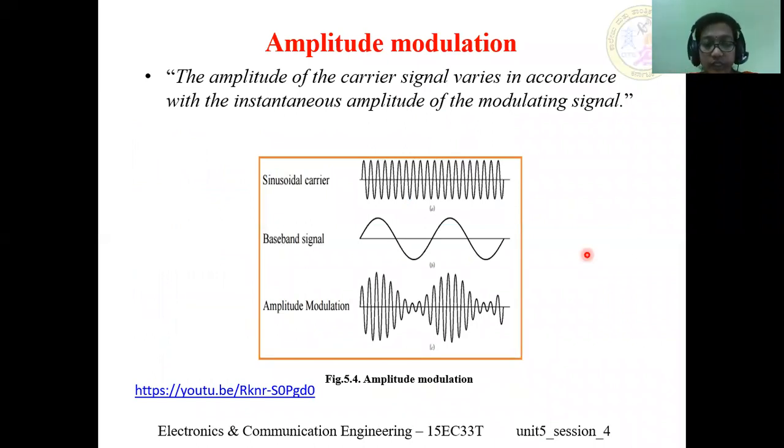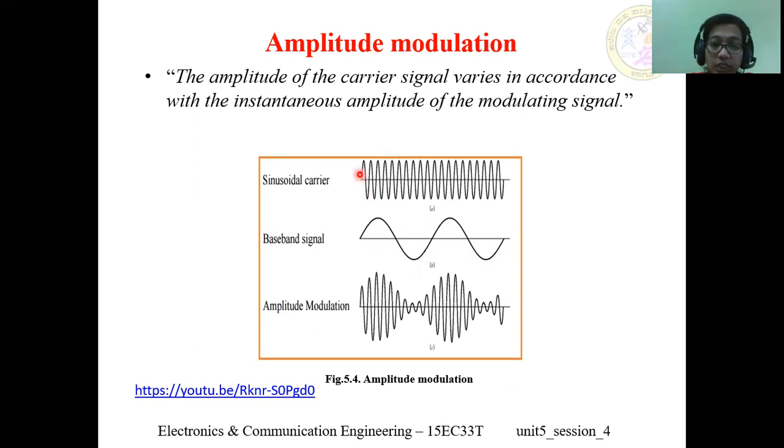Amplitude modulation. In the previous session, we discussed that modulation means varying the characteristics of the carrier. The carrier is a high frequency signal, as we explained in the previous class. It has a certain amplitude, frequency, and phase, so these all become its characteristics. If you are varying the characteristics of this high frequency carrier in accordance with the message signal, the baseband signal, also called a message signal or a modulating signal, this is called modulation.